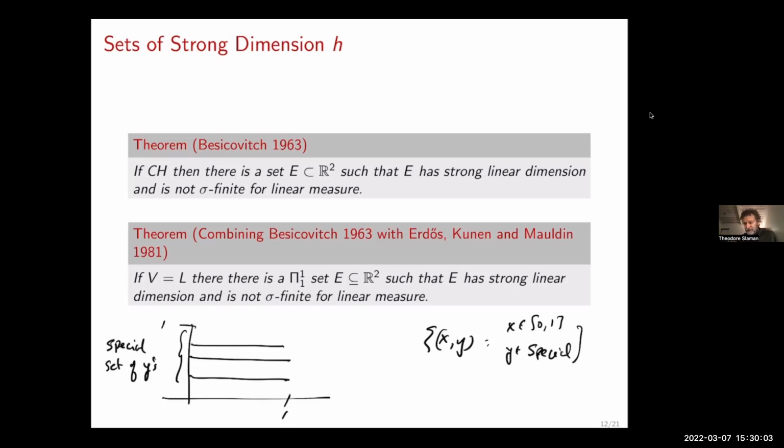Now what Erdős, Kunen, and Mauldin showed is that you can get a Pi-1-1 set that is special in the same sense if V equals L. Putting those two things together, you can implement Besicovitch's idea where this set is Pi-1-1. Okay, thanks for asking the question. Okay, good.